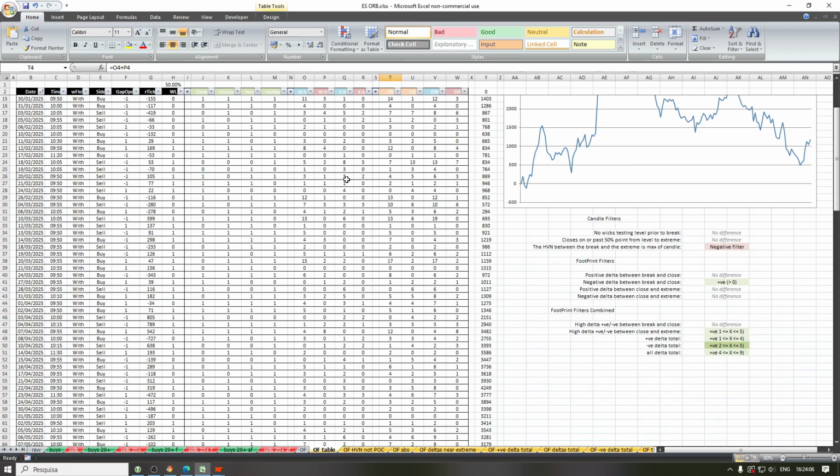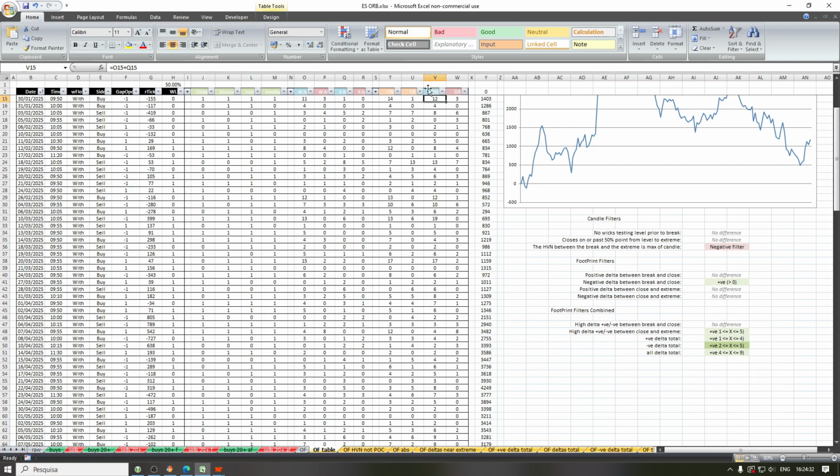Now I've looked at these filters. Obviously it's these parts here, you can filter them. And I've also included these, which is this one is the first 2 added up. So this is both aggression and absorption, which are happening in between the breakout and the close of the candle. And then this is the other side, so in between the extreme and the close.